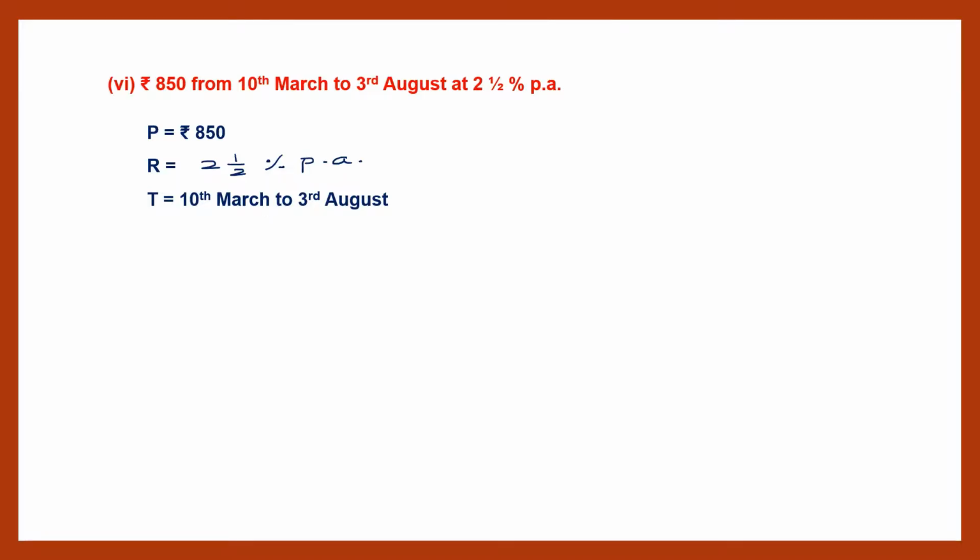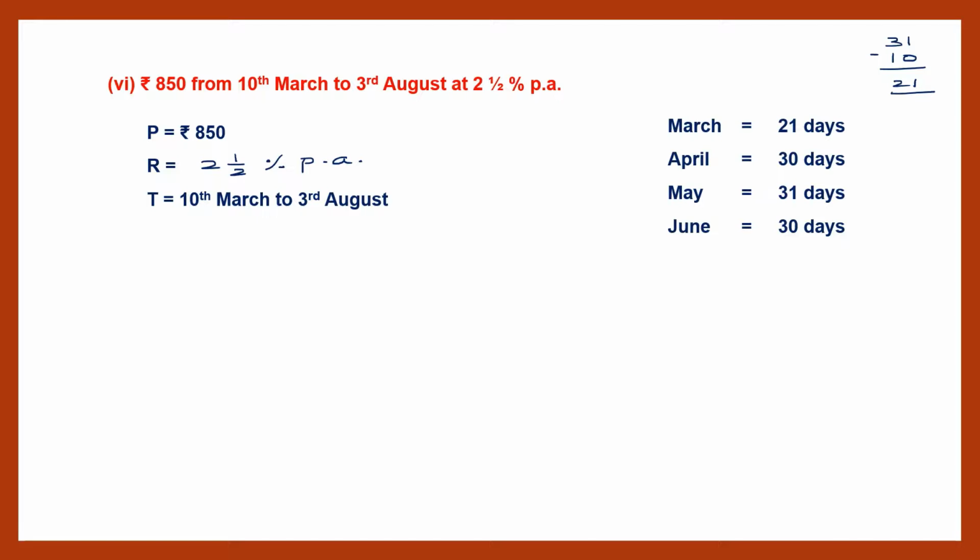So 10th March. March has 31 days. So 10th, we're going to begin with that. So 10, that is 1, 3 minus 1 is 2. So that is 21 days in March. Then we continue up to August, 3rd August. So March, April has 30 days, May 31, June 30, July 31. Now we go back and see 3rd August, we are including 3rd also. So that will become 3 days in August.